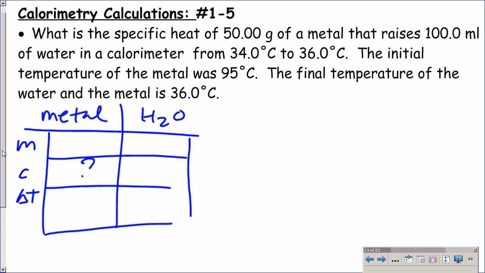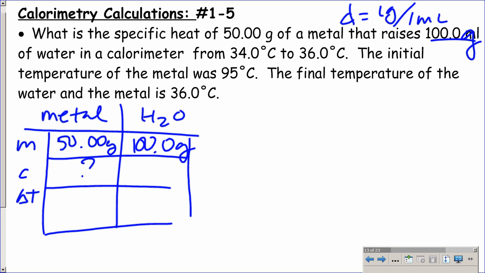50 grams of metal, mass, good. So 50 grams of metal. That raises 100 mils of water. What is that? It's a volume, but volume's not here, right? So it must be something else. 100 grams, thank you. What's the density of water? 1 gram per 1 milliliter. Generally, we don't measure water out on a scale, right? We measure it in a graduated cylinder. So that's our mass of water, 100 grams.